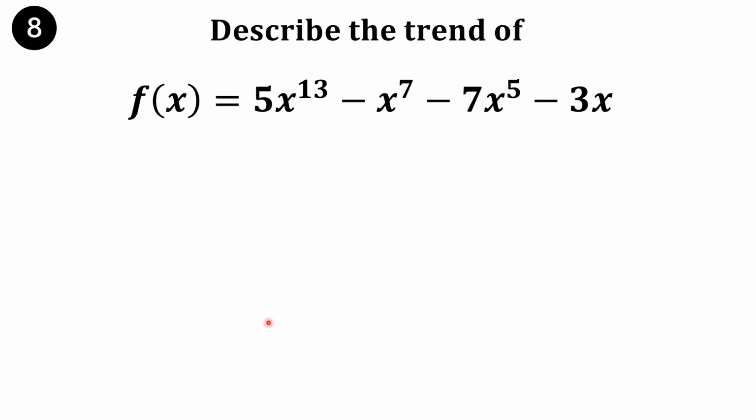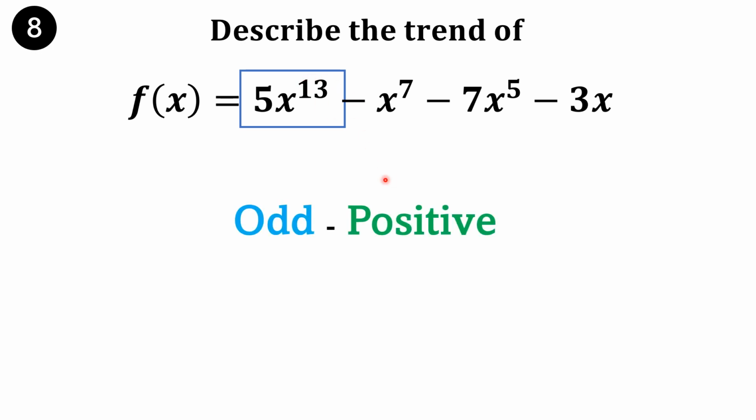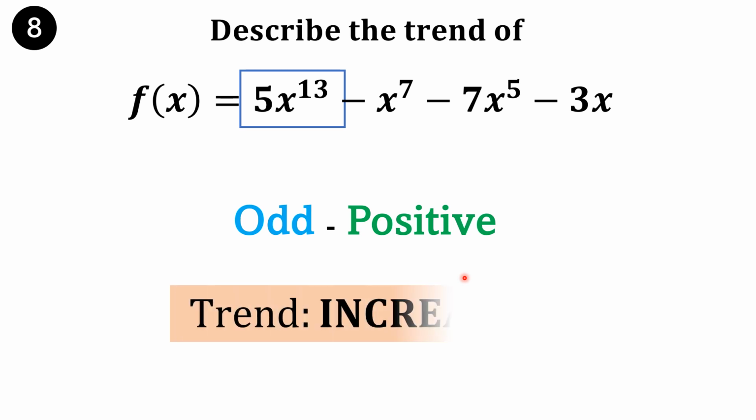Number 8, the trend of f of x equals 5x raised to 13 minus x raised to 7 minus 7x raised to 5 minus 3x. The leading term is 5x raised to 13. It's an odd positive. Therefore, the trend is increasing because it falls to the left and rises to the right.